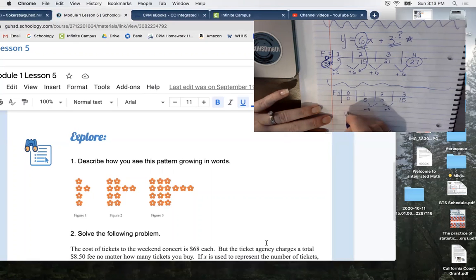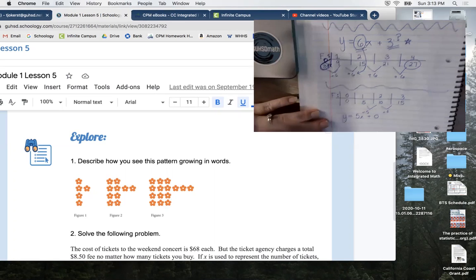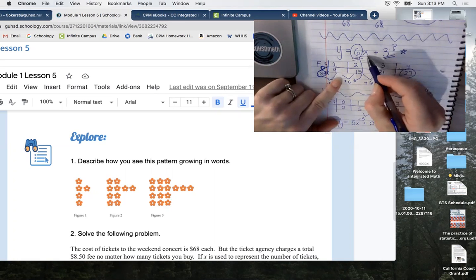So the equation of this one is going to be y equals, I use my slope of 5x, and then plus 0, or you don't have to put it at all. To double check that you're doing it right, you plug in the figure number. So for figure 1, if I plug in 1 for x, I get 5 times 1, which gives me 5. If I plug in 3 for figure 3, I get 5 times 3, which is 15, plus 0 gives me 15.